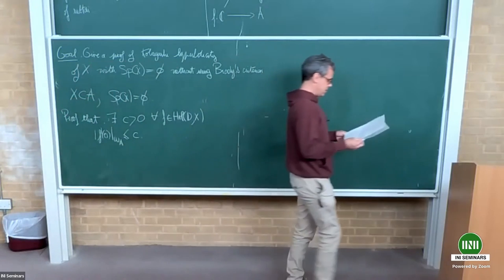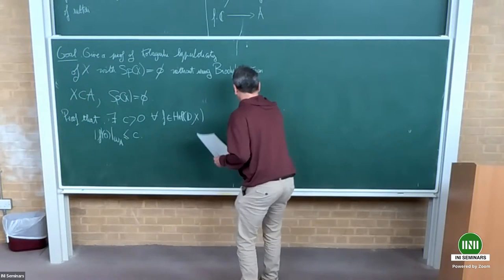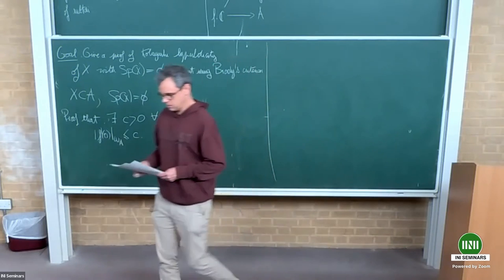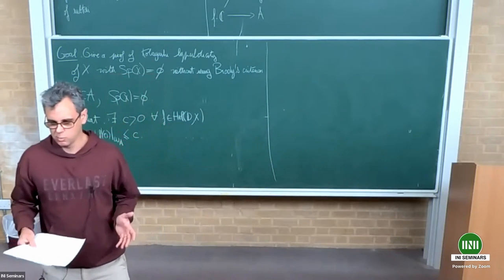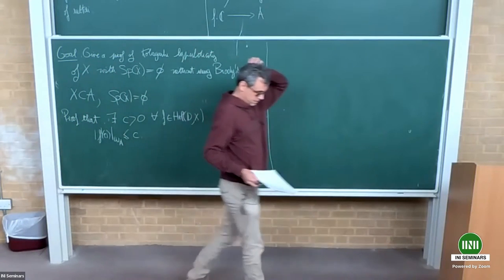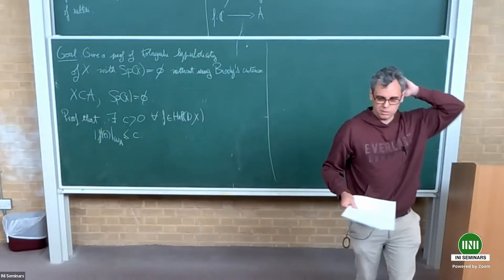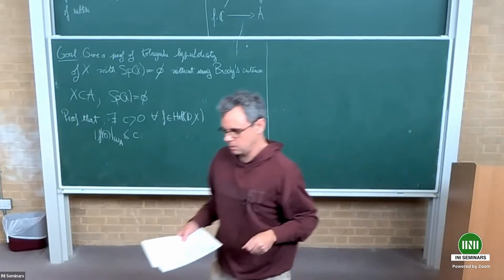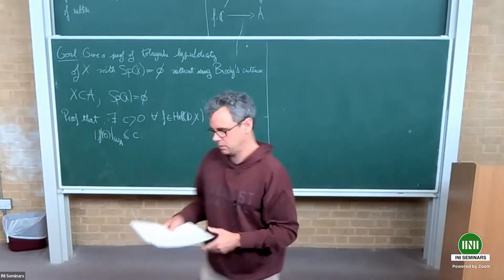So this is a quantitative statement. We have to replace the qualitative theorem that we've used by a quantitative one. And in fact, this is what Benoit introduced yesterday. The key estimate is the tautological inequality.